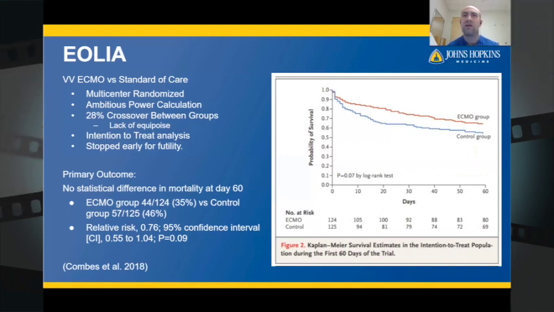The mortality at day 60 was approximately 35% in the ECMO group and 46% in the control group, but was not statistically significant with a p-value of 0.09. The Kaplan-Meier survival curve that you see on the right of the screen shows the separation early by day 10.